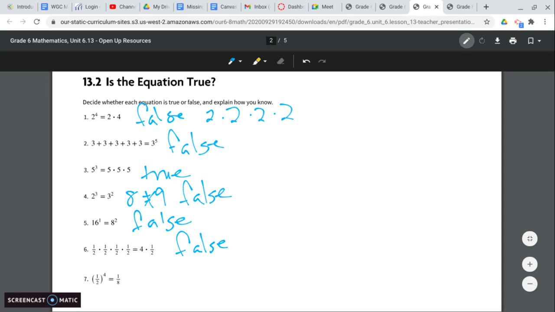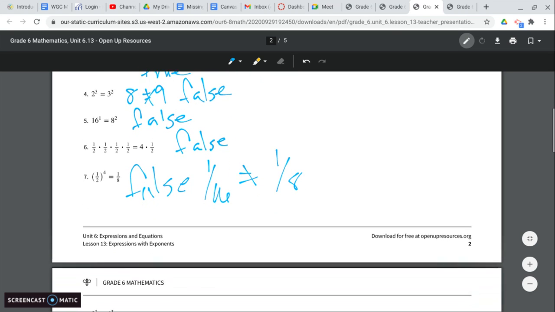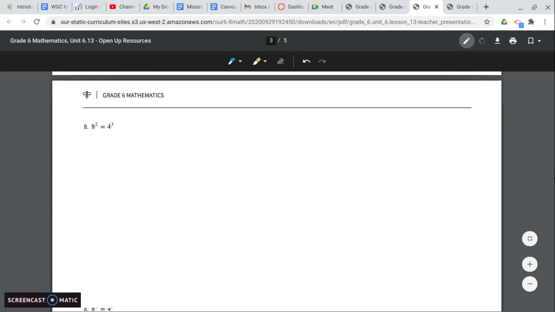All right, and there's one more, it's on the other page. Number 7, we have 1/2 to the 4th power equals 1/8. Is this true? No, because if we take 1/2, I'm going to use this one here since it's all written out. 1/2 times 1/2 gives us 1/4, times another half is going to give us 1/8, times another half is going to give us 1/16. 1/8 and 1/16 are not the same. So be very careful.